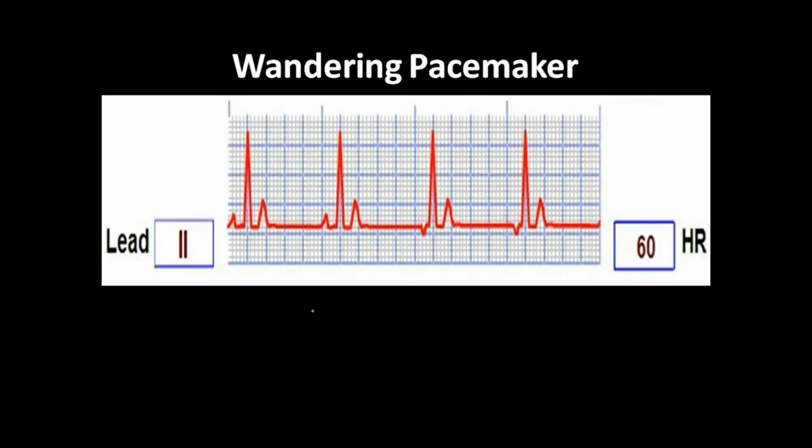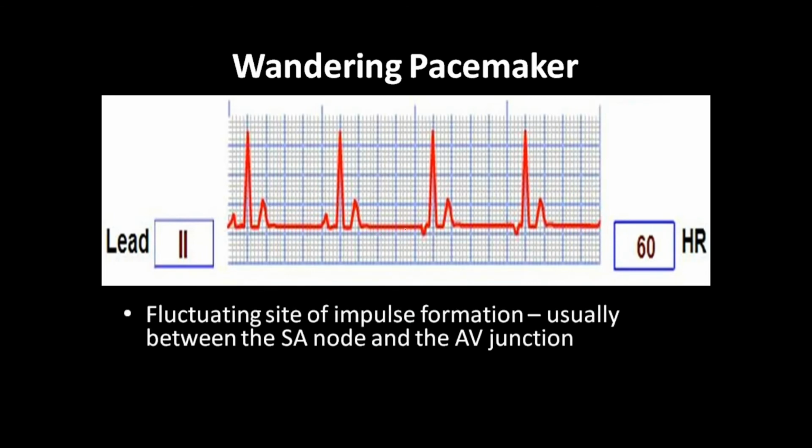We have a wandering pacemaker. Wandering pacemaker, here the pacemaker is uncertain. The fluctuating site of impulse formation is usually between the SA node and AV node or AV junction.